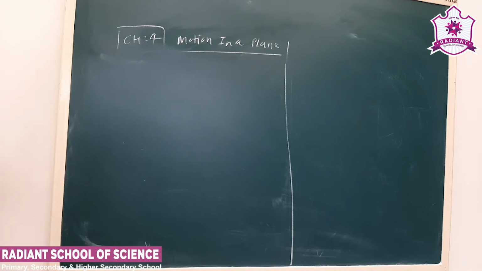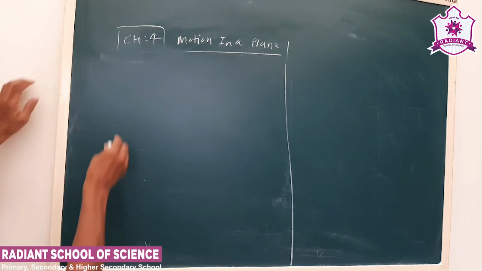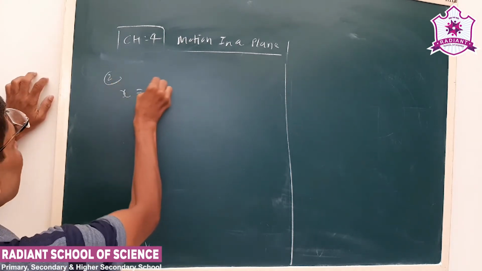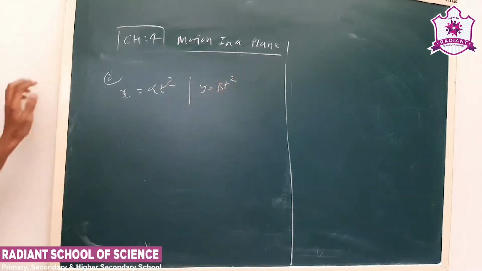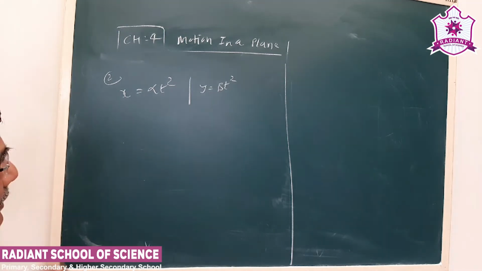Now see, the coordinates of a particle are x is equal to alpha t square and y is equal to beta t square. This is again a 2-dimensional motion. We have to find out the magnitude of the velocity.